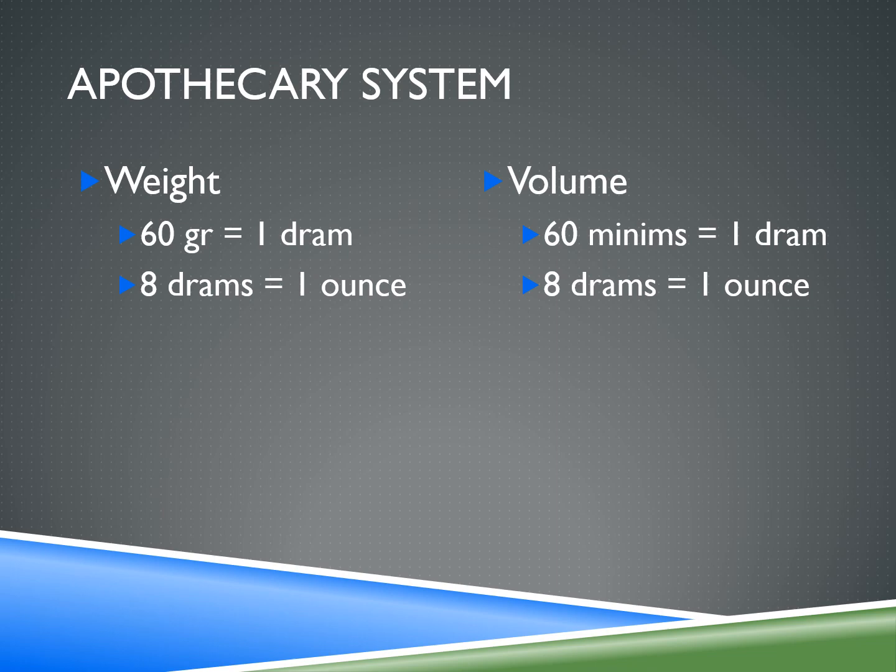Okay, here's your summary slide for the apothecary system. Whether it's weight or volume, you're going to be using drams and ounces. The one thing that changes is the smallest unit of measurement. So with weight, it's grains. With volume, it's minims. But the conversions are still the same. 60 grains equals a dram of weight, and 8 drams of weight equals 1 ounce. Whereas 60 minims equals a dram, and that's volume, and then 8 drams equals an ounce. So the 8 drams always equals an ounce, whether it's weight or volume, but whether it's 60 grains or 60 minims, that's the difference on what's going to equal a dram.